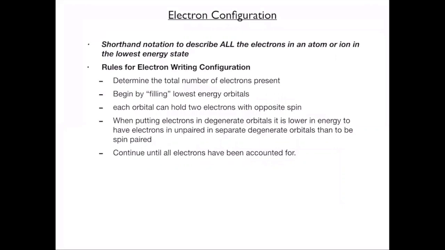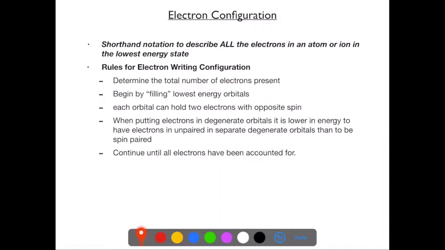In part one of this video lecture, we talked about some of the background on electron configurations. What we'll start to do now in this lecture is learn how to write an electron configuration. All right, so let's start writing some electron configurations. Again, this is the shorthand notation to describe all of the electrons in an atom or ion.